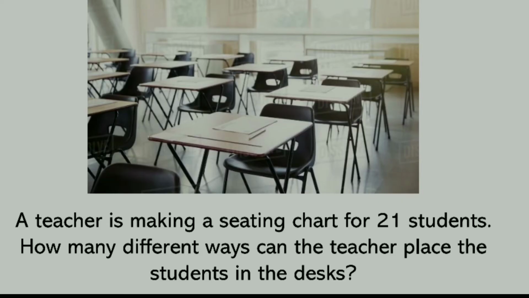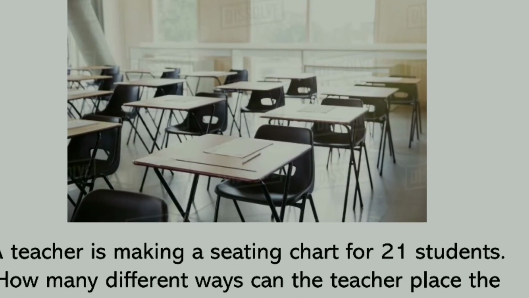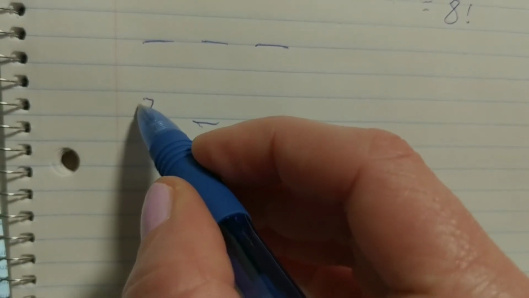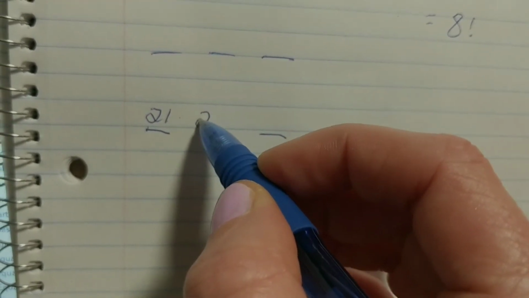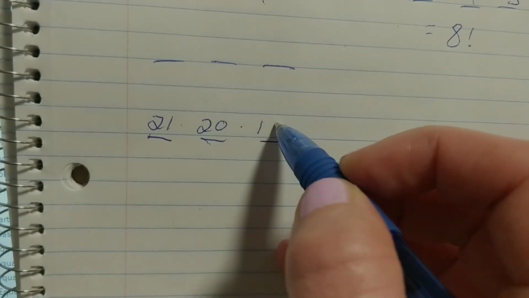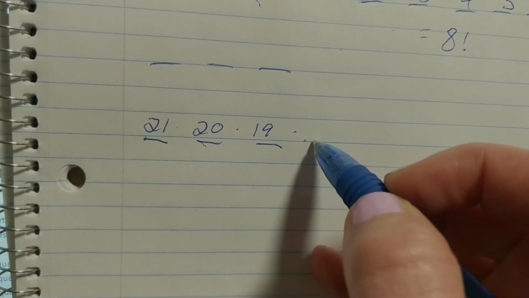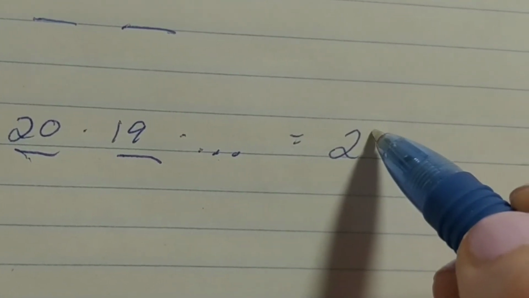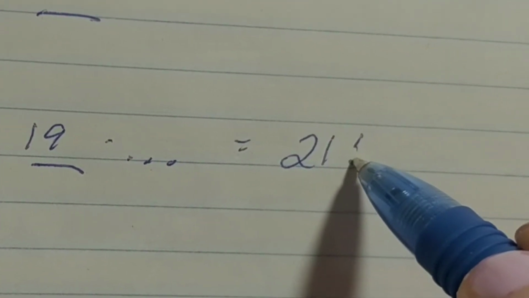Now, for bigger numbers, like this question about a seating chart for 21 students, we don't necessarily need to draw 21 blanks. I can start to draw them, but I realize very quickly that there's a pattern. The first seat has 21 choices, the second seat has 20 choices, and so on, and this is going to continue down until there's only 1 choice left for the last seat. And so I automatically know that this is 21 factorial.